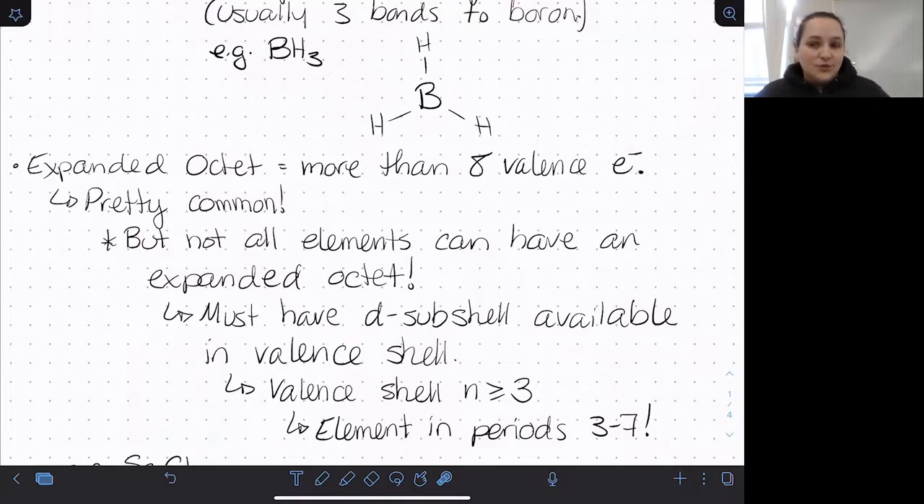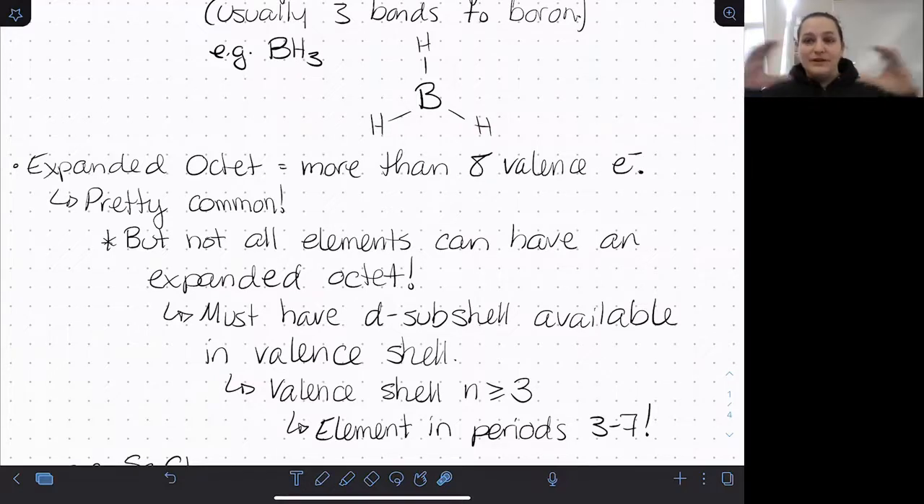What needs to be true is that an element must have a d subshell available in its valence shell. We know from our understanding of the structure of the atom that the d subshell doesn't appear until the n equals 3 shell. That means that the valence shell of an element must be n equals 3 or higher in order for it to have an expanded octet. So what this means for us is that only elements in periods 3 through 7 are capable of having an expanded octet. That's most of the periodic table.